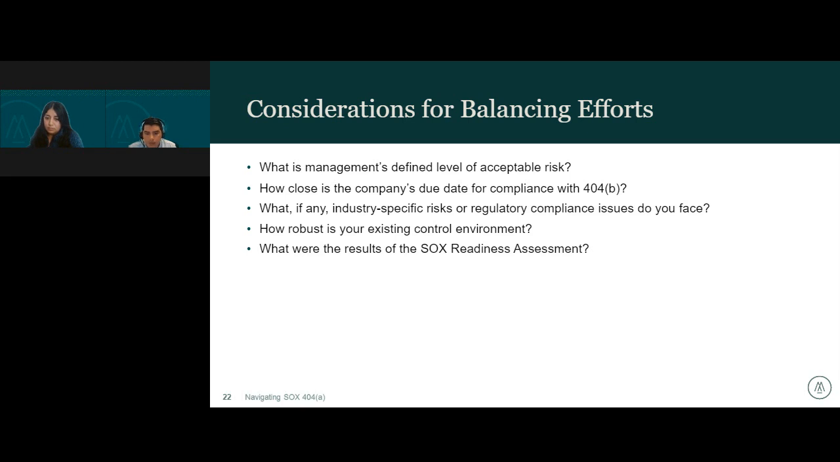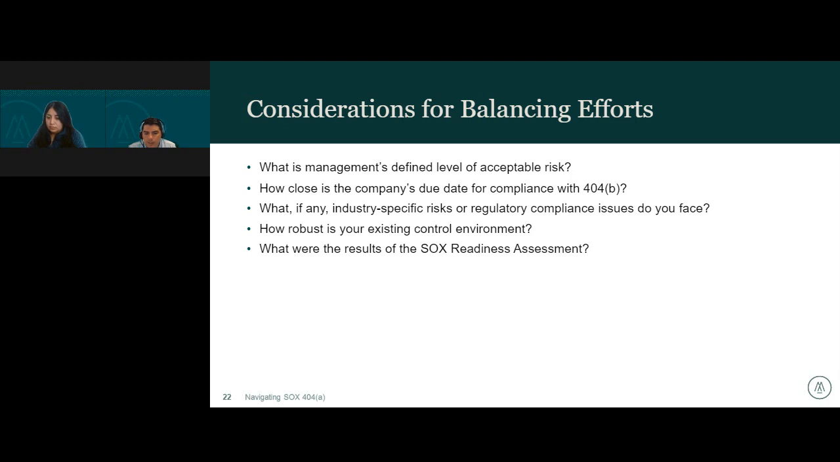And how close is a company to being required for 404B? Organizations knowing that they'll be an accelerated filer soon due to increased public float or revenue, it may be wise for them to consider including more effort into SOX. And then we have industry-specific compliance. So if you're a manufacturing company, you'll have additional risks around inventory, and the application of cost accounting can be very important. But if you're maybe banking, those regulatory compliance factors will take on more weight.